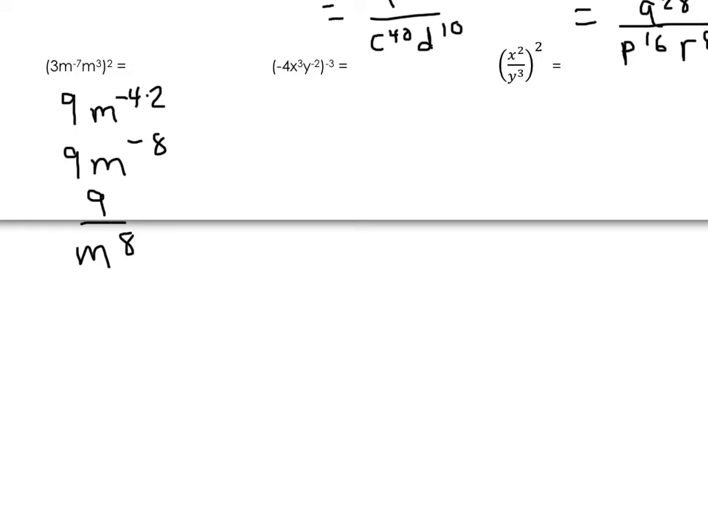If you prefer, you can work this problem by taking the 9 times, go ahead and multiply the exponents, m to the -14th, m to the 6th, then combine the exponents. That still gives you m to the -8. So regardless of which way you do it, as long as you take legal steps, you will get the same answer.